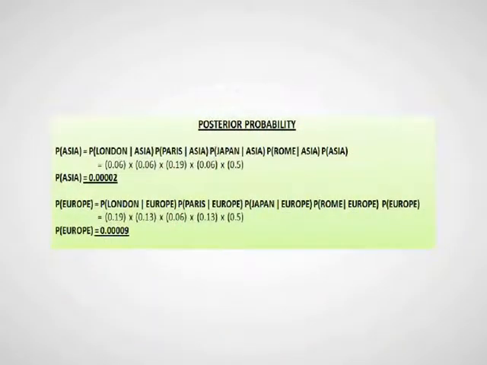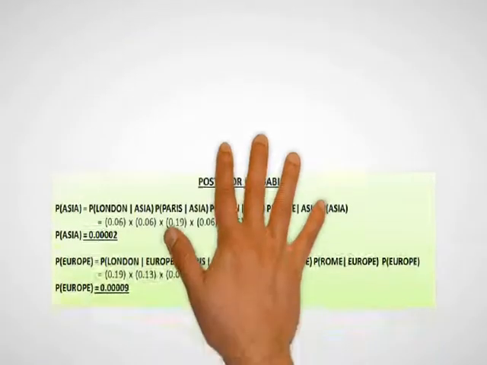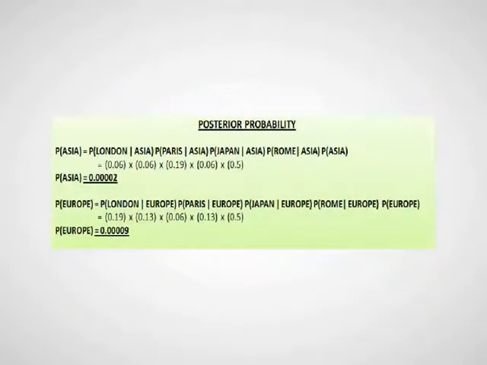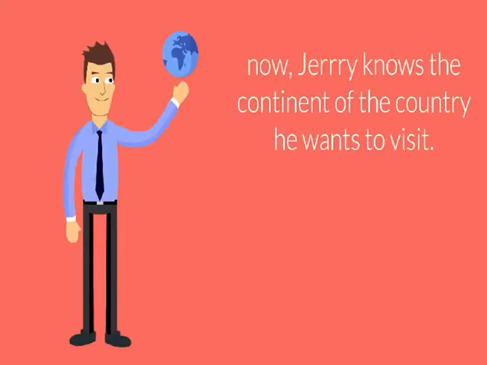Posterior probability of Asia is 0.00002. And for Europe is 0.00009. Step 6. Determine the class of the test set. Determine which of the class probabilities in the posterior probability is the highest, and that will be the class of the test set.